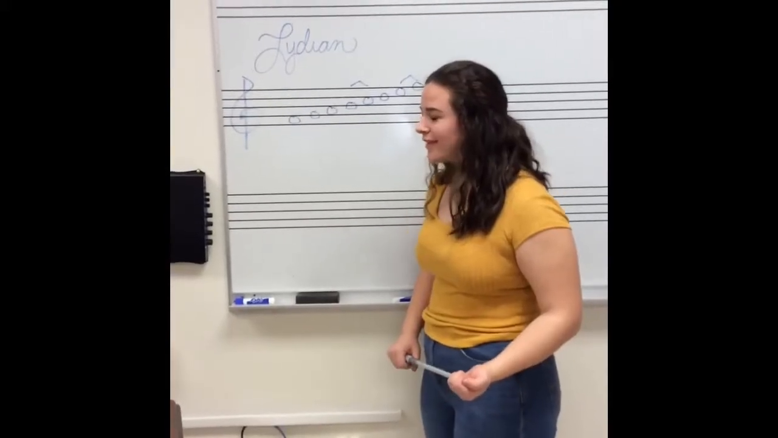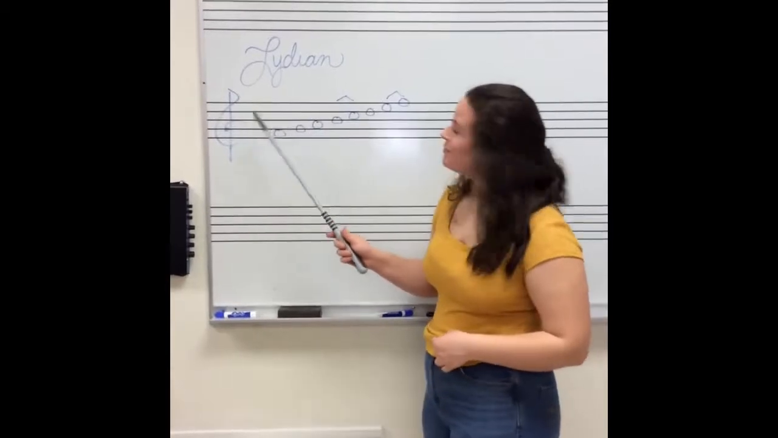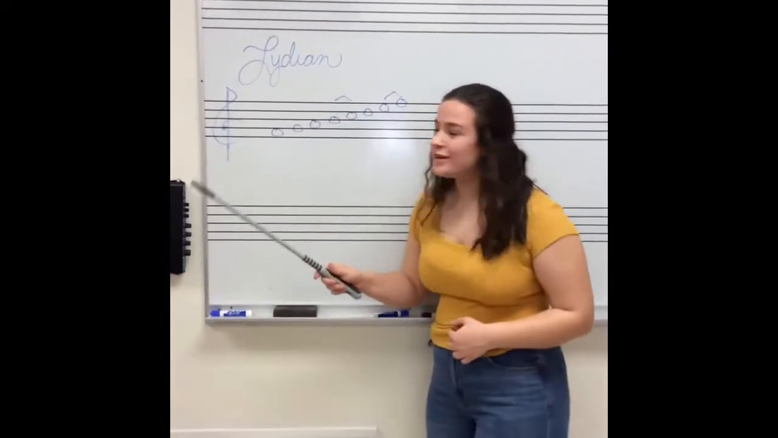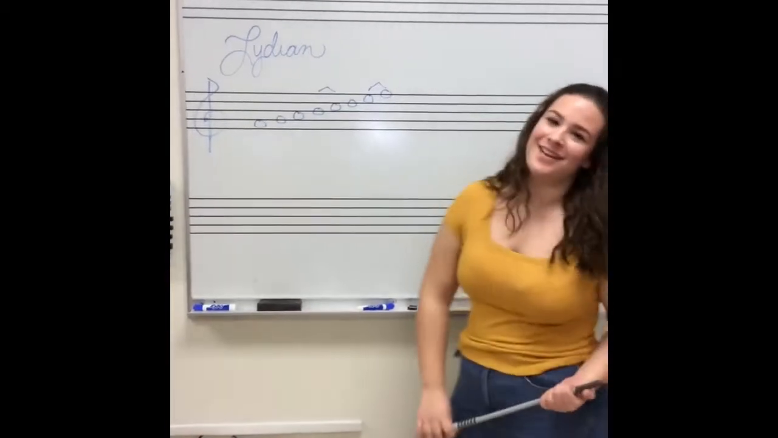Normal, please! Anyway, the next mode is the Lydian mode. We have half steps between scale degrees 4 and 5, as well as 7 and 8. It sounds like this.